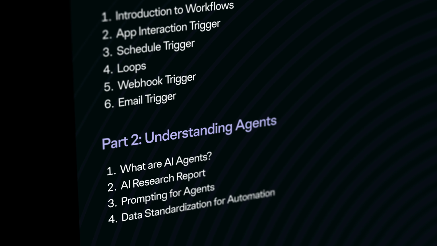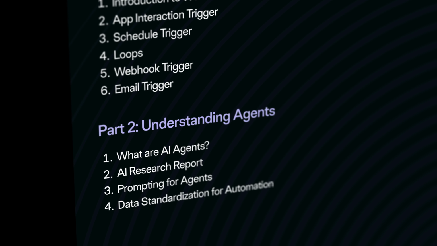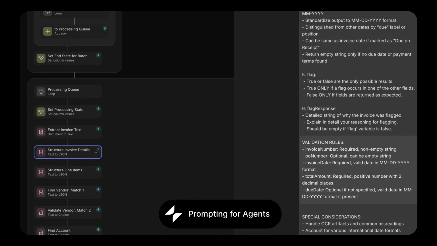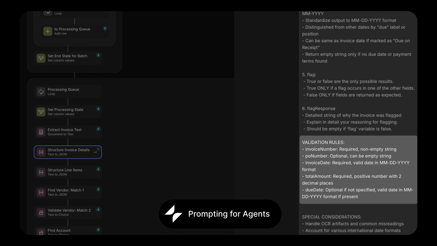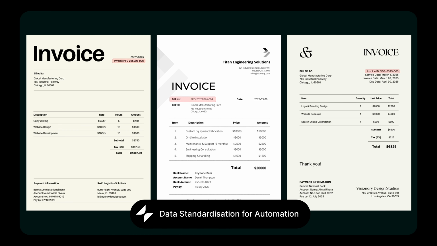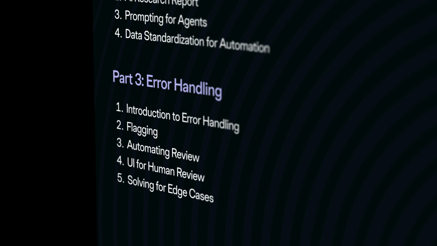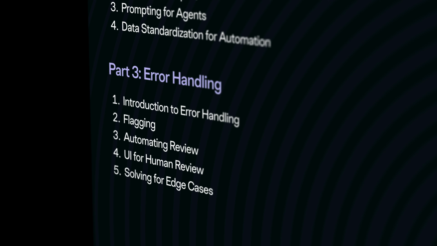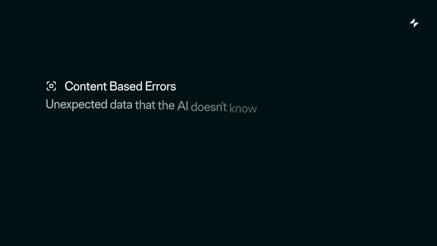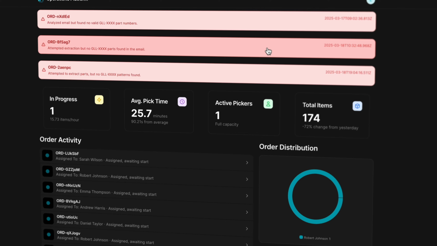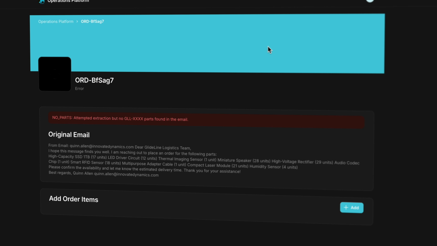In the next chapter, we'll cover what agents actually are, how the industry is thinking about and implementing them, a deeper look at prompting, because as you'll find, agents require a lot more depth here, and a look at data standardization. In error handling, we'll dive deep into one of the most important parts of agent design, where you increase the reliability through strategic error handling and make the agent more self-sufficient and also able to surface issues for humans.